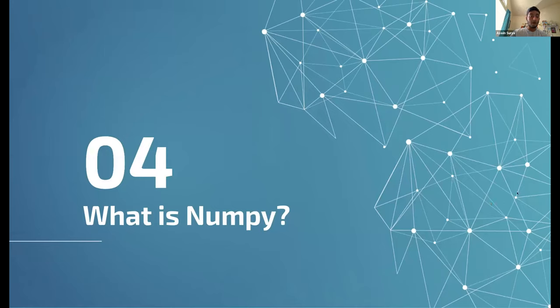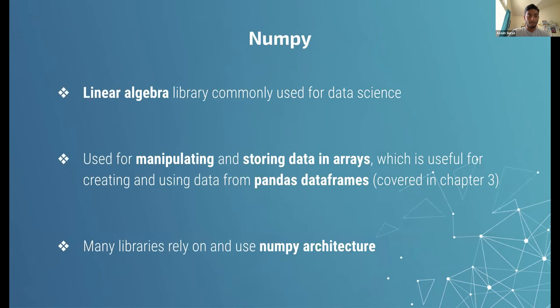Now let's talk about NumPy, which is a linear algebra Python library commonly used for data science. This library is extremely commonly used. It's used for manipulating and storing data in arrays, which is useful for creating and using data from pandas data frames, which is also another library. Many libraries rely on and use NumPy architecture.